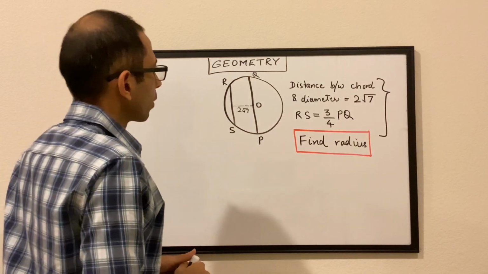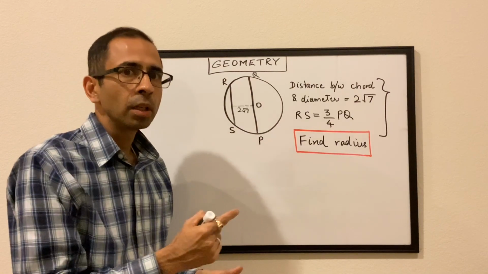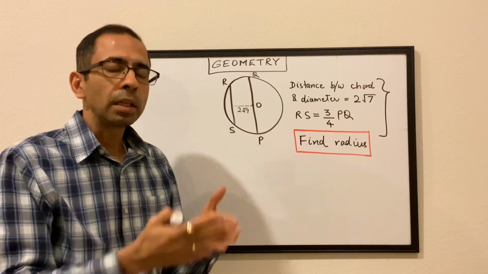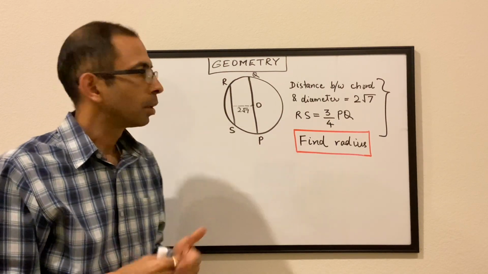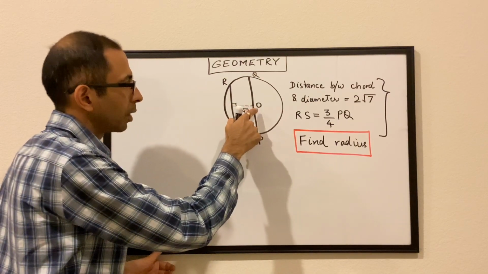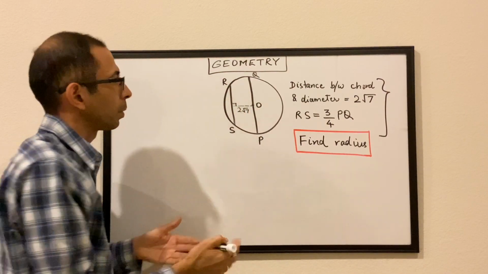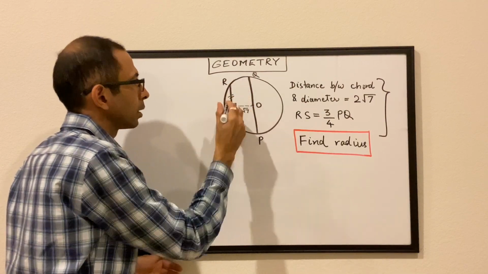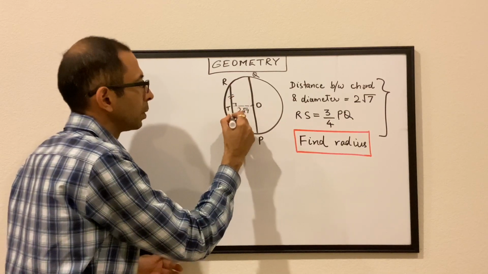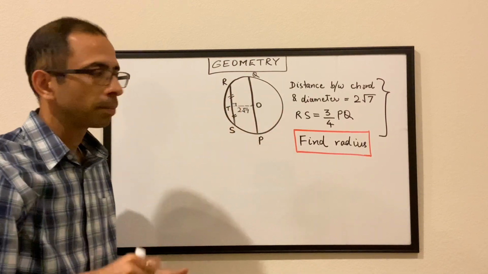One thing we need to know here is that whenever we draw a perpendicular from the center of the circle to any chord, it will bisect the chord into 2 equal halves. So in this case, this is the center of the circle and we are drawing a perpendicular from the center to this chord, so it will bisect the chord into 2 equal parts. So this part would be equal to this part. Let's say this point is T. So RT would be equal to ST, right? Why? Because it's a perpendicular drawn from the center to the chord, okay?